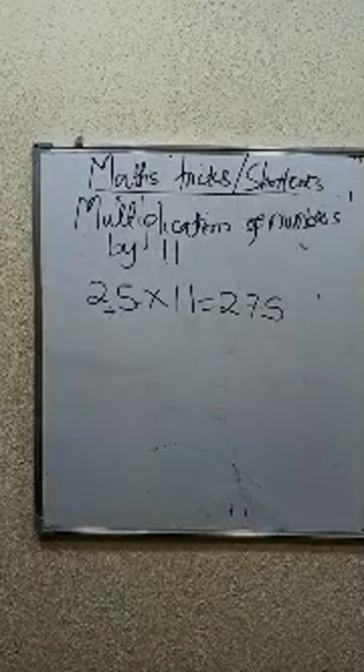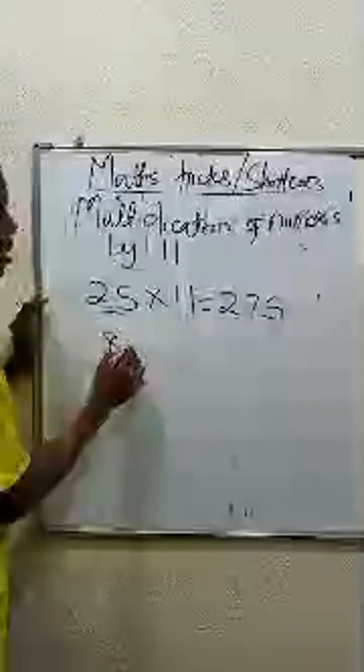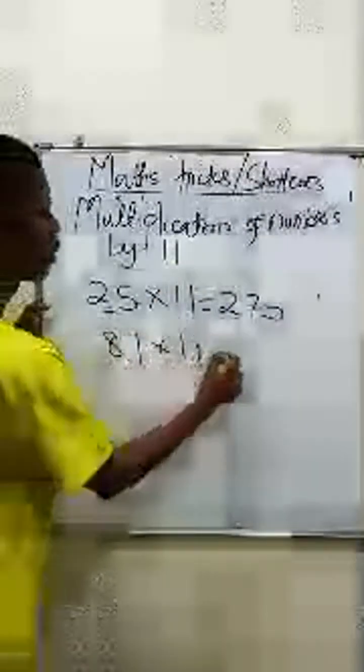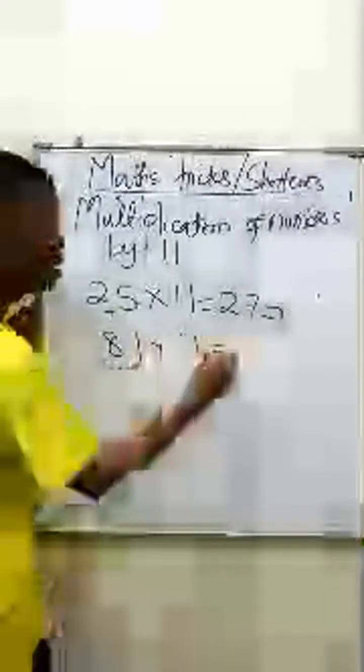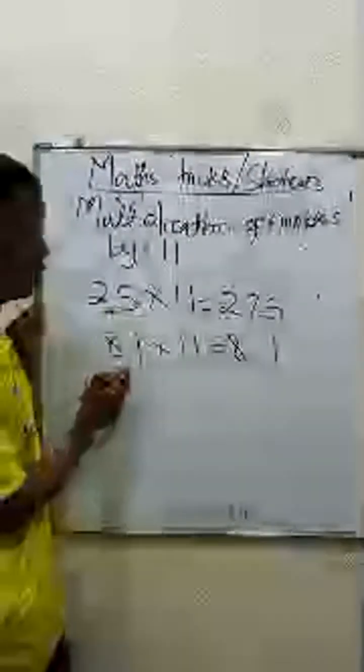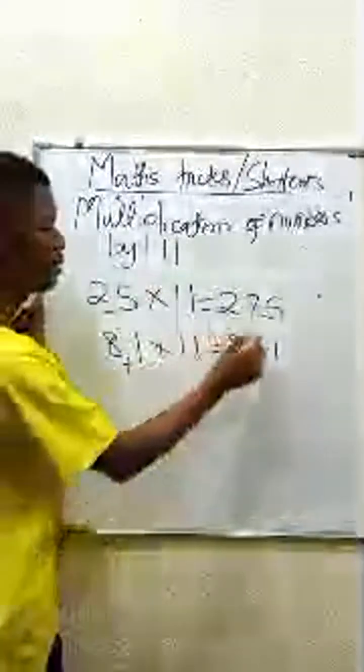If it is not multiplying by 11, please don't use this. Let's look at the next one. 81 times 11. What do you need to do? Write 8, give a space, write 1. 8 plus 1 is what? You're adding. 8 plus 1 is 9. Just put the 9.